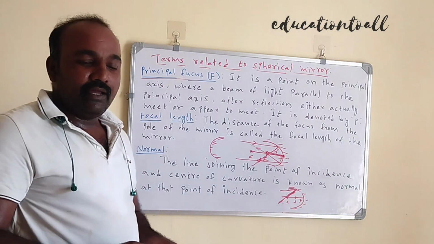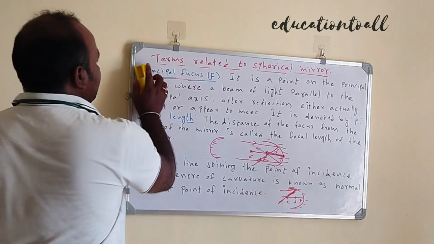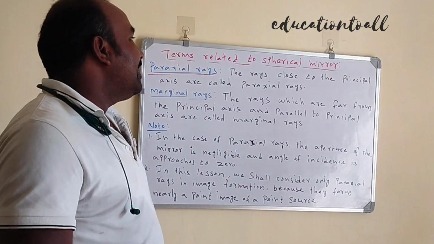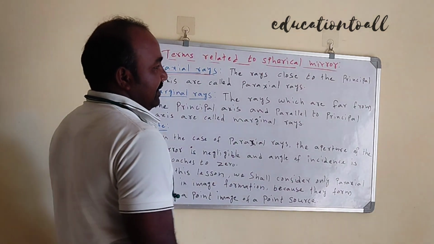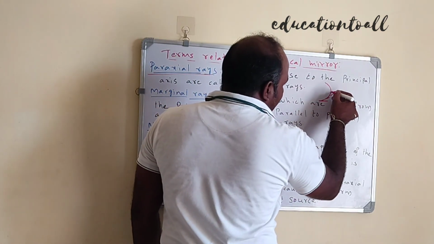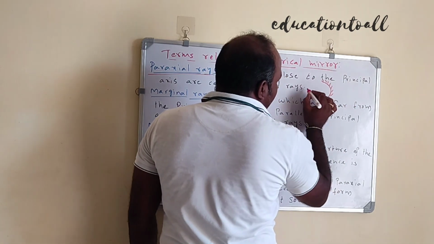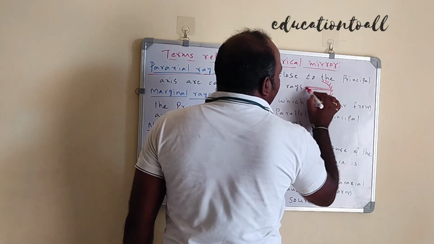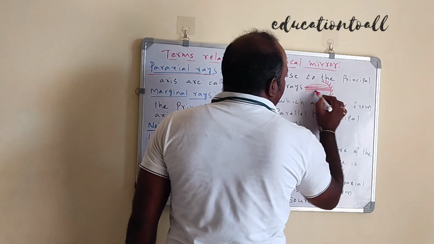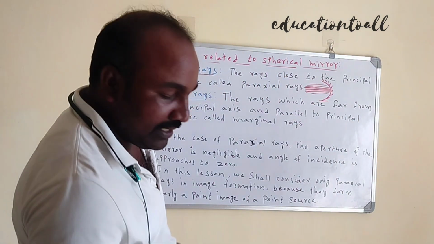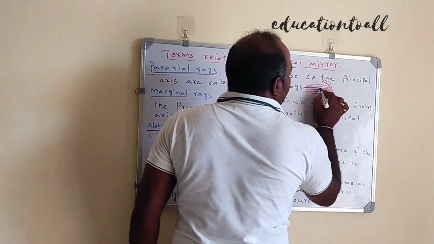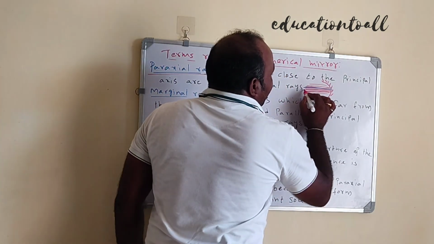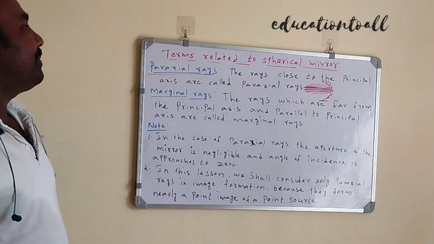Okay. Next, marginal rays and paraxial rays. Paraxial rays are the rays which are close to the principal axis. For example, take one concave mirror. In this concave mirror, this is the principal axis. The rays which are very close to the principal axis are called paraxial rays.